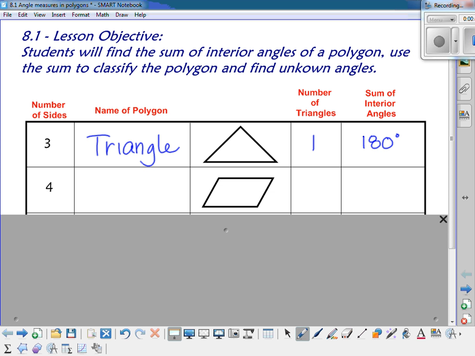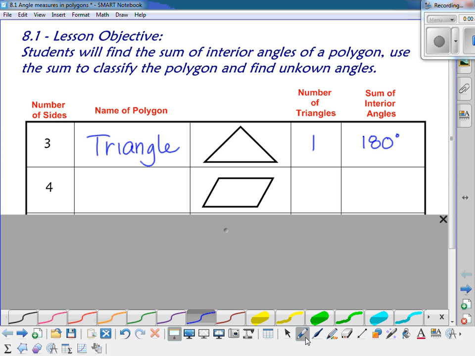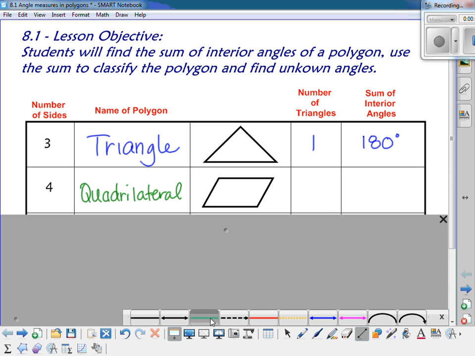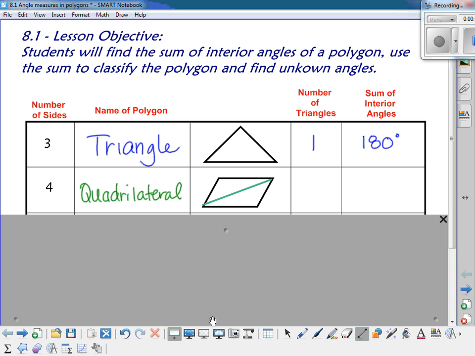If it has 4 sides, the general name for it is a quadrilateral. If I draw a line from one of the vertices, I can draw a diagonal, and when I do that, I have 2 triangles. So the sum of the interior angles is going to be 2 times 180, or 360.